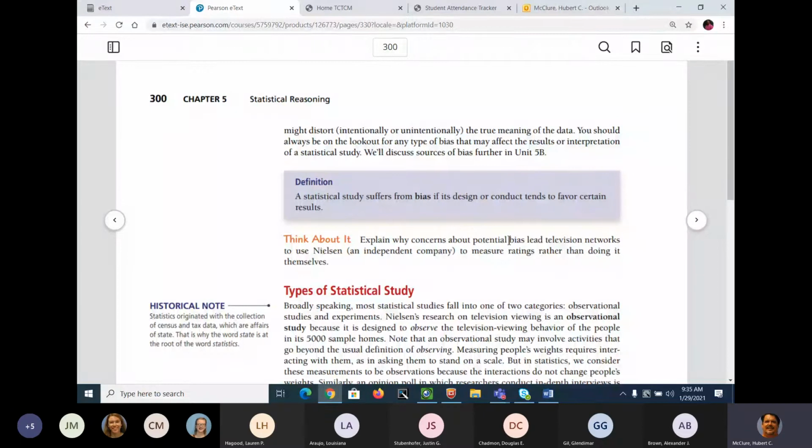Explain why concerns about potential bias lead television networks to use Nielsen, an independent company, to measure ratings rather than doing it themselves. Well, that's kind of self-explanatory. I think it's ironic that they use an example, of course, with Nielsen, but they're using them with what? Television networks on bias. I think that's kind of ironic, but I'm not going to leave it there. All right, let's move on.